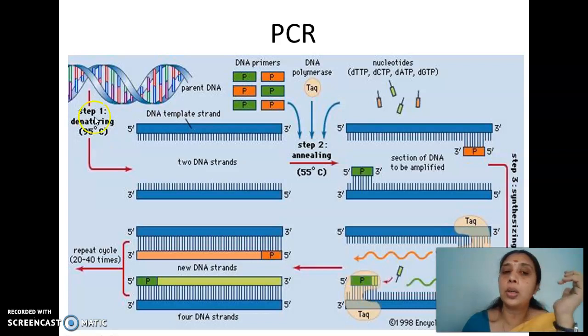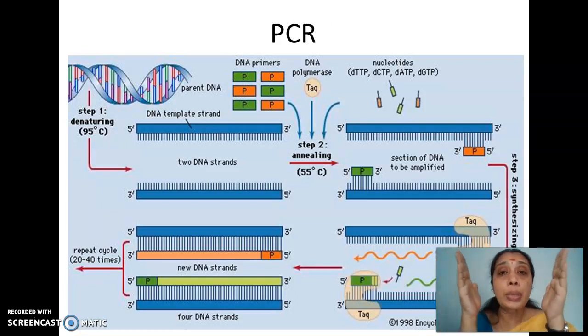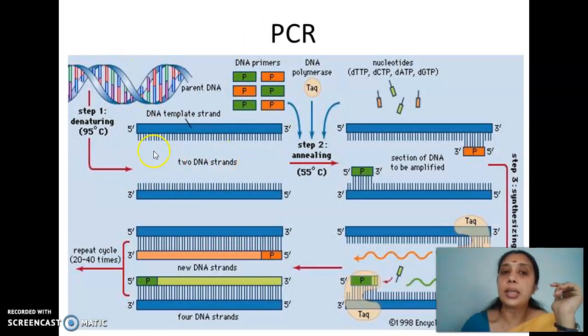The coding strand and the non-coding strand, and there are template strands also. So this is a DNA template strand. This double-stranded DNA is first split into two single-stranded DNAs by heating it to a temperature of 95 degrees Celsius for 15 seconds. That is a very short time. Within 15 seconds of heating to 95 degrees Celsius, it splits into two individual strands, and this is the template strand.